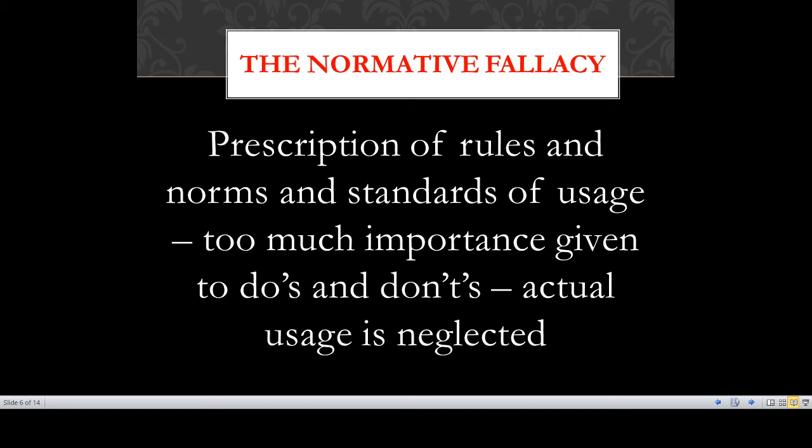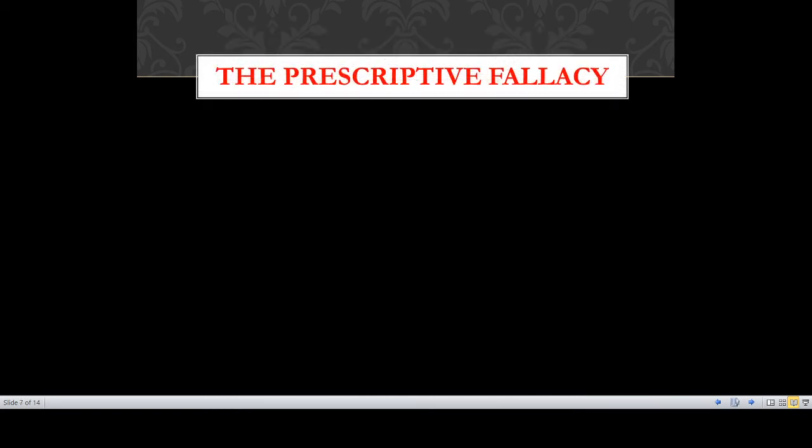I hope you remember David Crystal saying that in the near future you will have a sack full of different Englishes. So that's a condition of languages. And then comes the next fallacy. Again, it is similar to the previous ones.